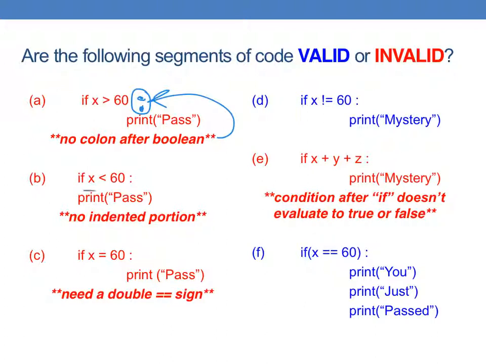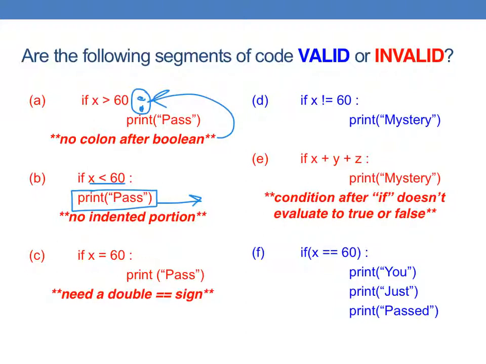In B, this is what we wanted to run if this statement was true, but it's not indented. With no indented portion, there's really no purpose to this if statement because it's not deciding whether or not to run code. So this would actually need to be indented for this to be valid code.